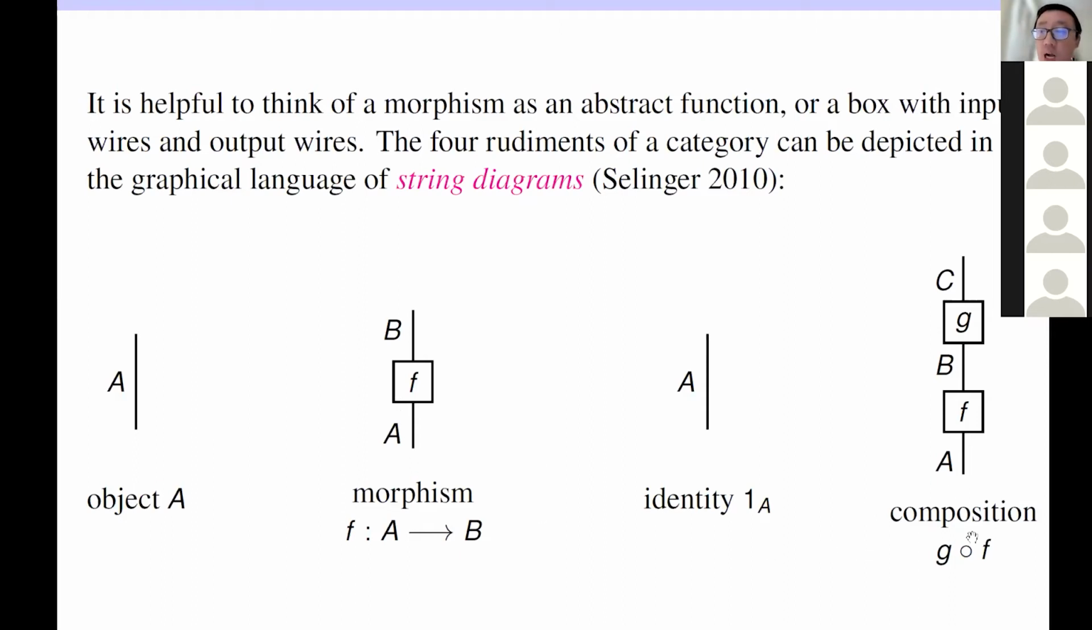And then the composition, as you can see, can be visualized this way, again, simply: you have F, you have G. If the codomain of F, or the output of F, is the input to G, then you can put them together to signify a causal process running in sequence.